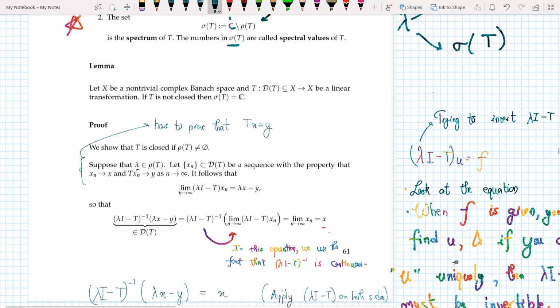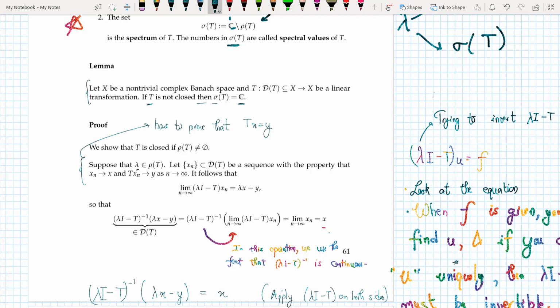So now we prove a lemma. We say that let X be a non-trivial complex Banach space, and our operator T is defined from D(T) to X, and it's linear. Now I say that if T is not closed, then the spectrum is all of the complex numbers.